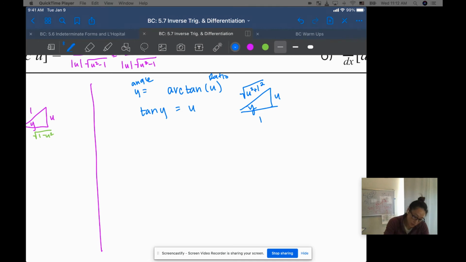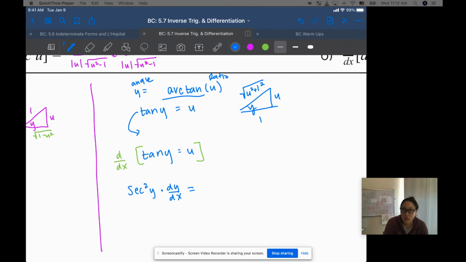All right, so I like this form a lot better than this one. So let's just take the tangent of y is equal to u. I am going to take the derivative of both sides. And I get, okay, the derivative of tangent is secant squared y times dy/dx. And that's equal to du.